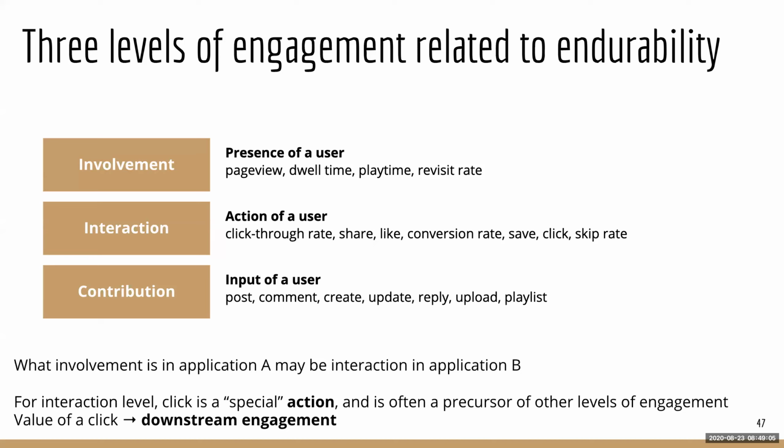One particular metric that is the basis of everything, a special type of action, is a click. Before involvement happens, you need to arrive at that place. You need to arrive at that news item and so on. So that's why it's a special action and is often a precursor of other levels of engagement. And we will talk a number of times, we already started, about what is the value of a click. It's a downstream engagement: what happened after the click? So when we talk about involvement, it means after the click, when the user is there. So it's important to be aware of this.